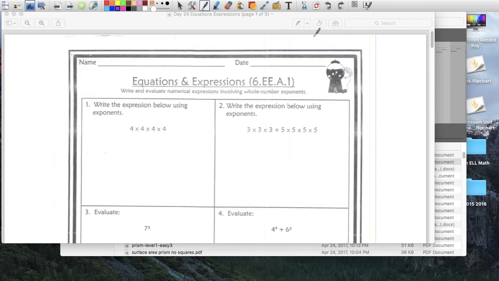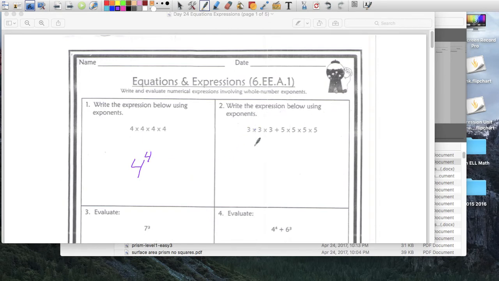Write the expression below using exponents. So again, this just gives you a basic run through of several little topics that we did. For the first one, we just want to write that down in exponential form. The base is 4, and the exponent is 4, because it's 4 times itself 4 times, so that's the answer.